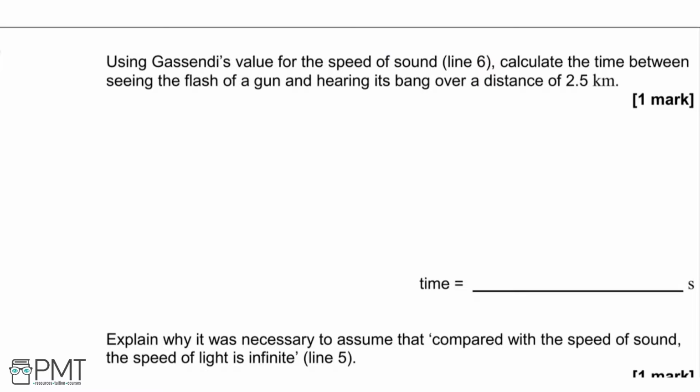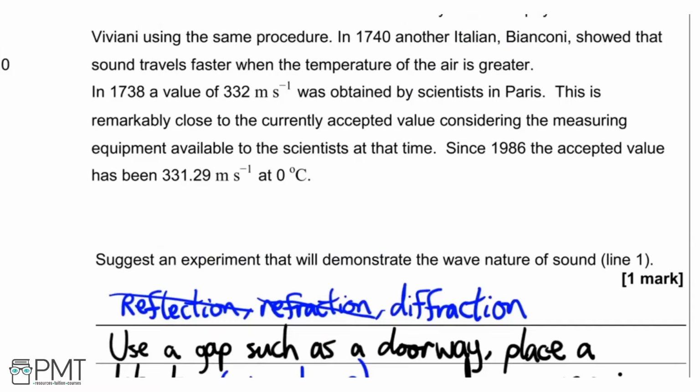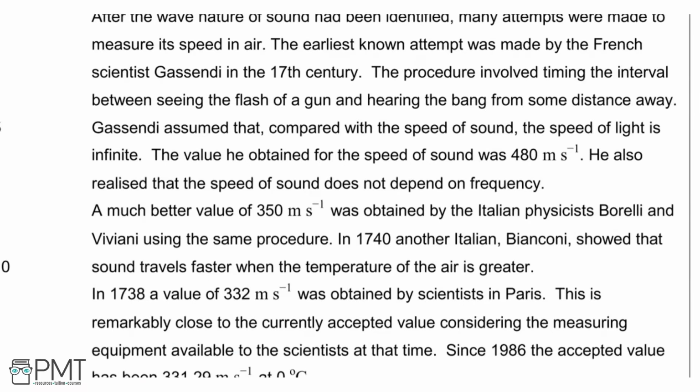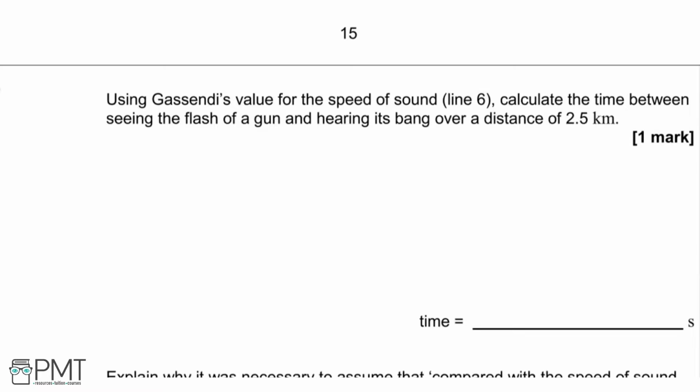So the next part, using Gassendi's value for the speed of sound from line 6, we'll look at that in a second. Calculate the time between seeing the flash of a gun and hearing its bang over a distance of 2.5 kilometers. So just looking at line 6, we can see there that the value he obtained for the speed of sound was 480 meters per second. So this is a very straightforward question. We've got a speed of sound and we've got a distance. We just need to know the time difference.